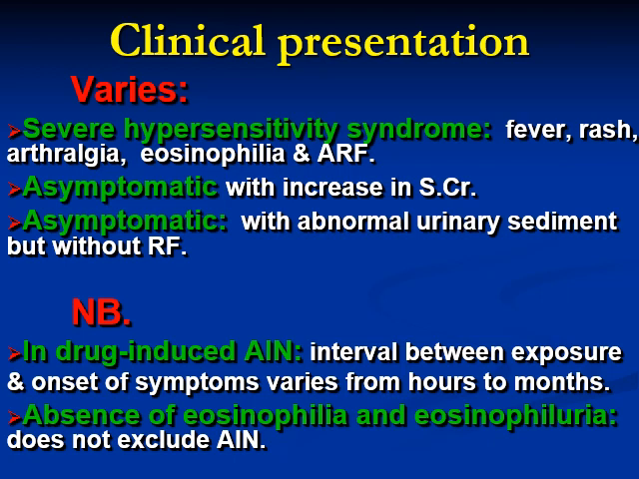with abnormal urinary sediment. Worth mentioning is that in the drug-induced acute interstitial nephritis, the interval between the exposure to the injurious agent and the onset of the symptoms varies from a few hours to several months. The absence of the characteristic cell, the eosinophils, in the blood in the form of eosinophilia and in the urine in the form of eosinophiluria does not exclude an acute interstitial nephritis.